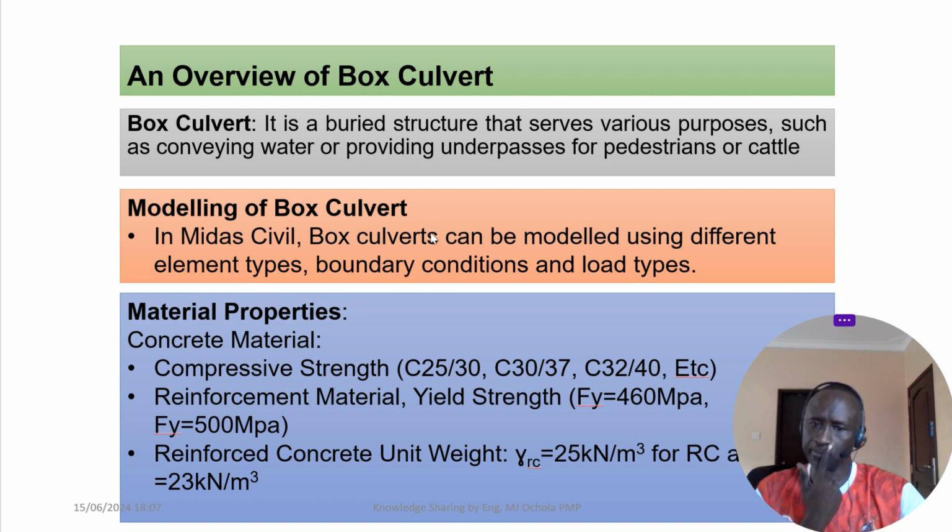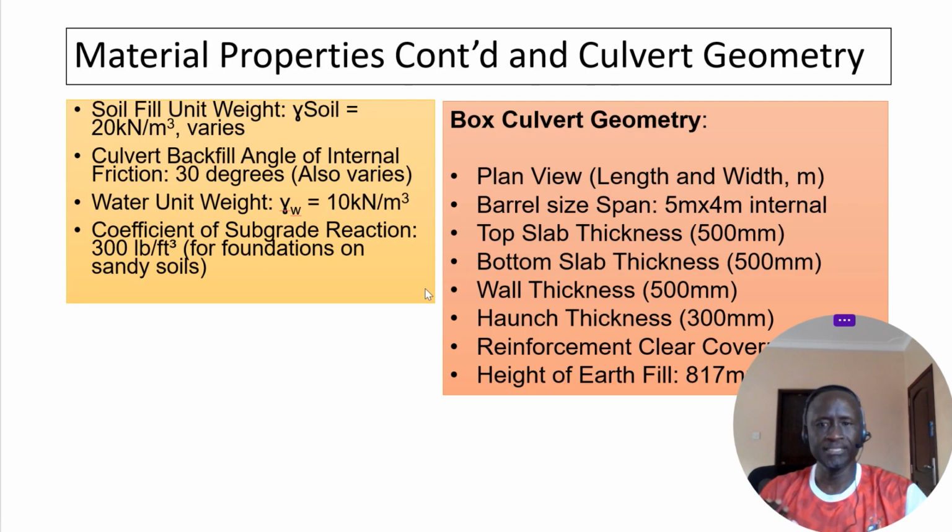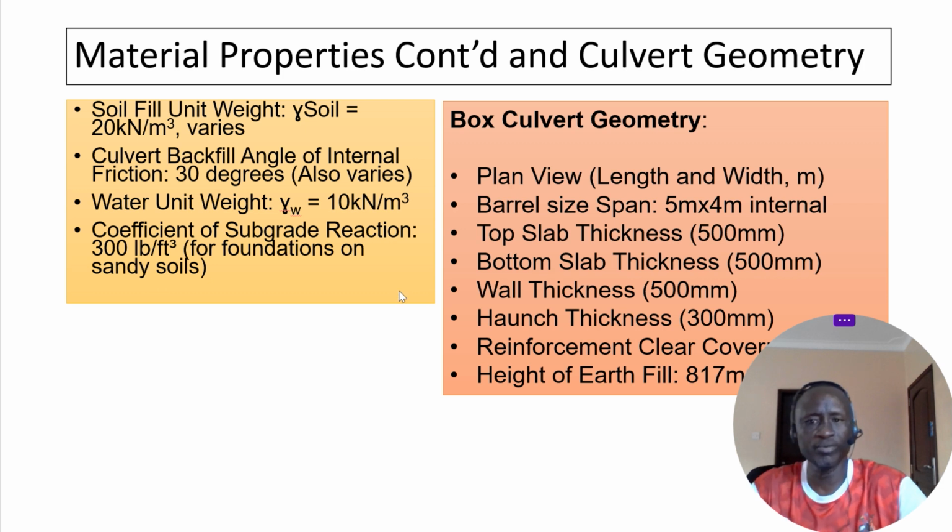Now, it is always very important that you understand the material components. That's why the concrete material, the compressive strength, the reinforcement materials, unit weight, all that you need to understand. You need to know about soil fill unit weight, and then also the backfill angle of internal friction, but it always varies. It's not 30, as I've given you there. And also you need to look at water unit weight, which is important because of hydrostatic, and also the weight of water, if it is submerged, can be taken. So this soil weight can be when it is submerged or when it is dry.